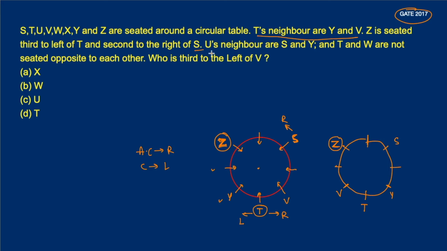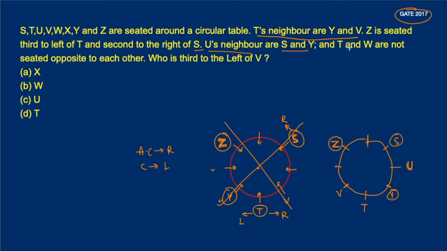Next it says that U's neighbors are S and Y. Now tell me, can we find a position where we can put U so that S and Y become the neighbors of U? No, they cannot become so in this arrangement. That's why initially I said that there are two possibilities, and I took both. Now here, is that possibility possible, where S and Y are both neighbors of U? So I can just neglect this. This is not the correct arrangement. We can go ahead with this one. So U's neighbors being S and Y was the deciding factor for us to choose between the two arrangements.